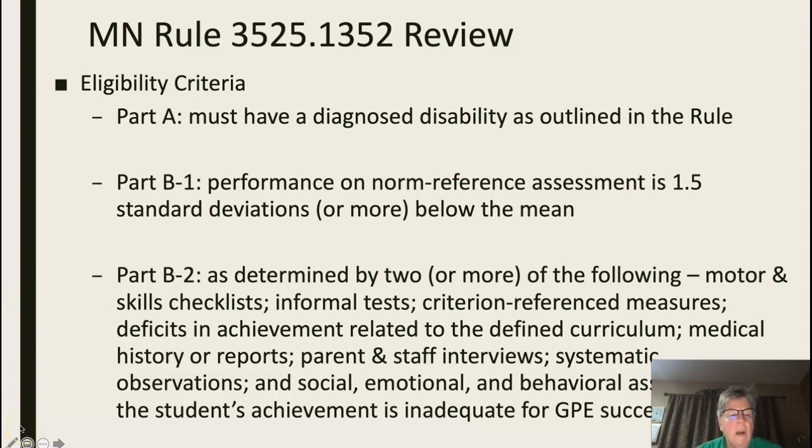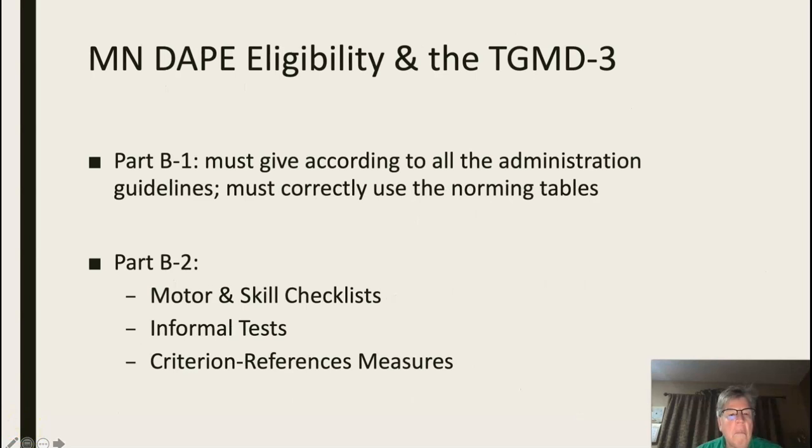And so I'm suggesting that you could use 3 of these B2 assessments via the TGMD-3. So if you're going to do the B1 assessment, you're going to use the norming tables and determine the percentile rank. You must administer the TGMD-3 according to all of the administration guidelines.